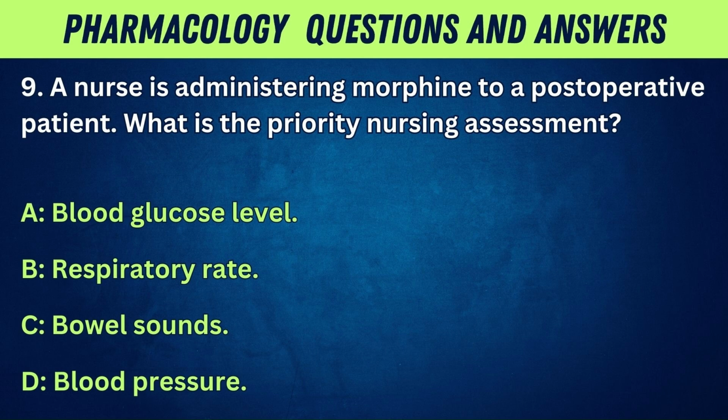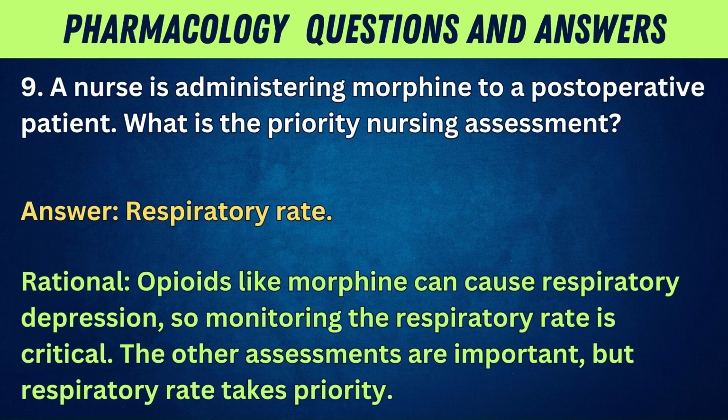9. A nurse is administering morphine to a postoperative patient. What is the priority nursing assessment? A. Blood glucose level. B. Respiratory rate. C. Bowel sounds. D. Blood pressure. Answer: respiratory rate. Rationale: opioids like morphine can cause respiratory depression, so monitoring the respiratory rate is critical. The other assessments are important, but respiratory rate takes priority.